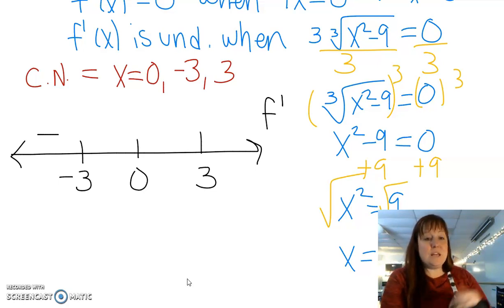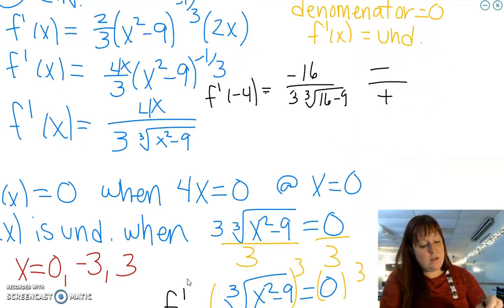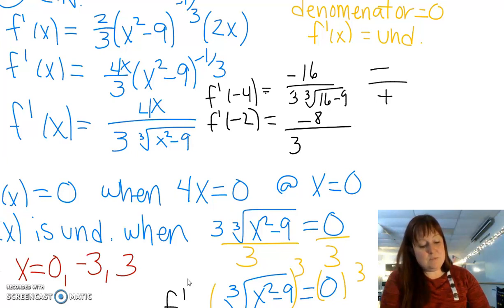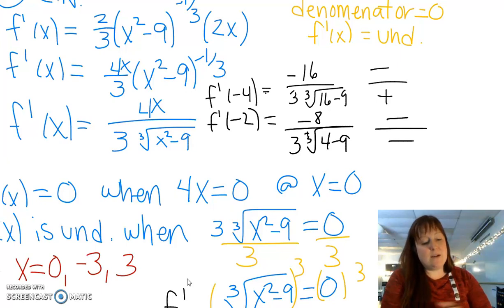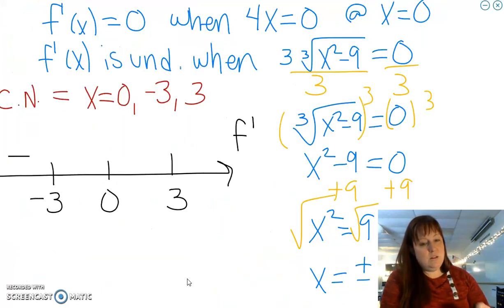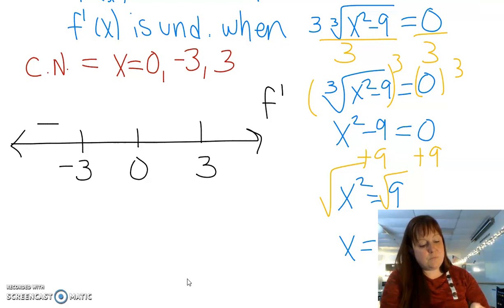Okay, now in between negative 3 and 0, what's happening to f prime? Well, f prime of negative 2 would give us a negative 8 on the bottom, and then we'd have 3 times the cube root of 4 minus 9. Now you notice that that's 4 minus 9, that's a negative number, and we can take the cube root of a negative number. That's totally fine. We just end up with a negative number. So we're going to have a negative on top and a negative on bottom, which gives us a positive. So in between negative 3 and 0, we have positive values.